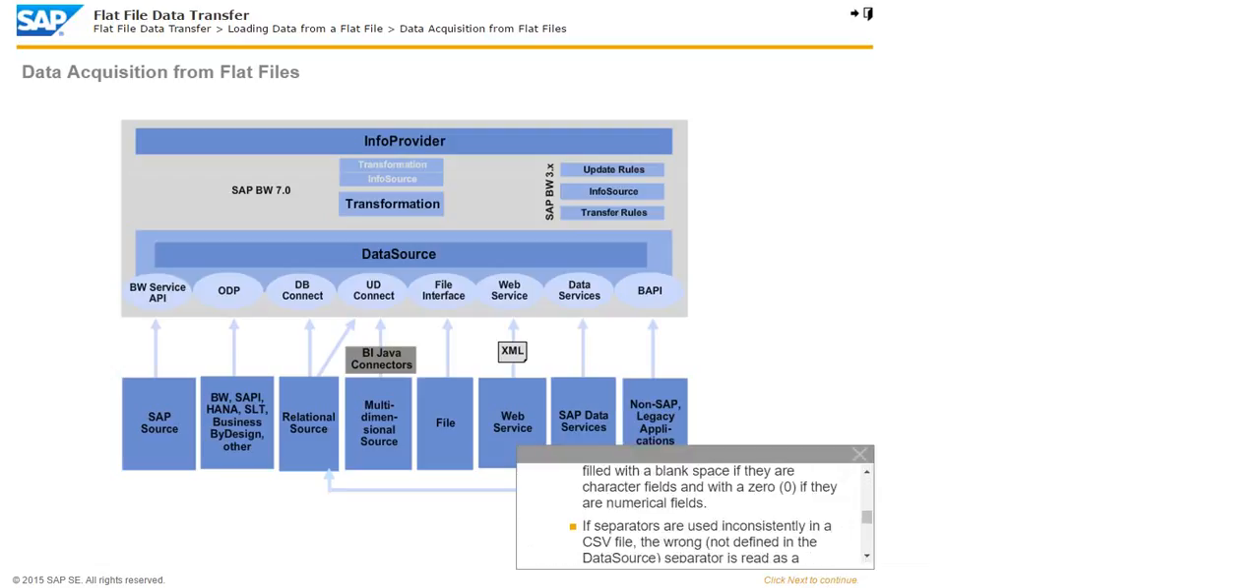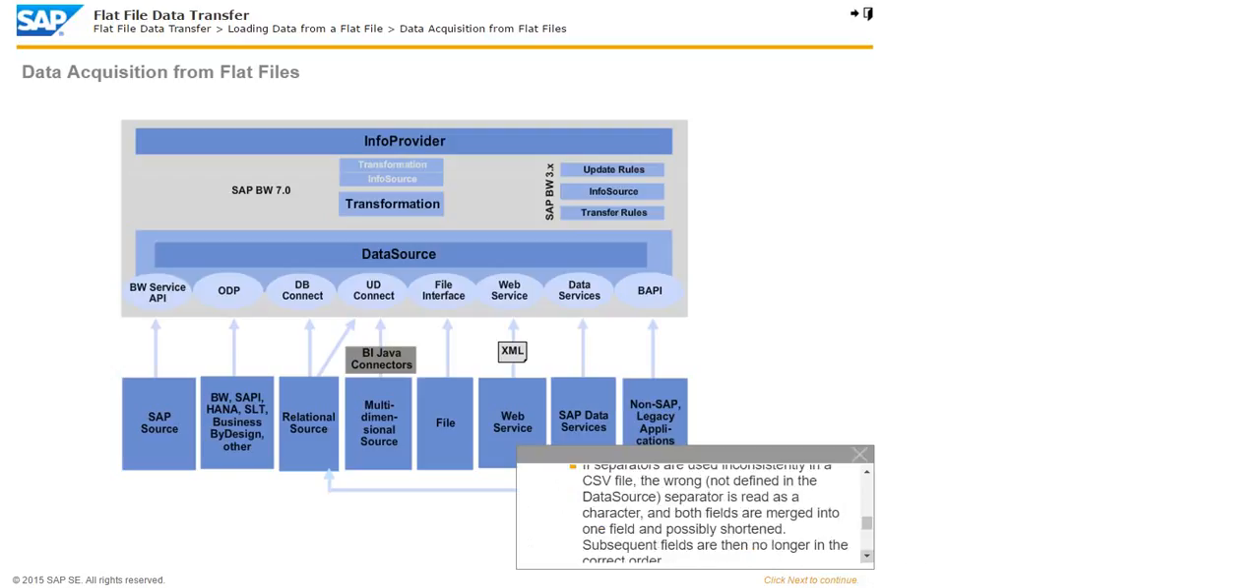If separators are used inconsistently in a CSV file, the wrong separator, not defined in the data source, is read as a character, and both fields are merged into one field and possibly shortened. Subsequent fields are then no longer in the correct order.